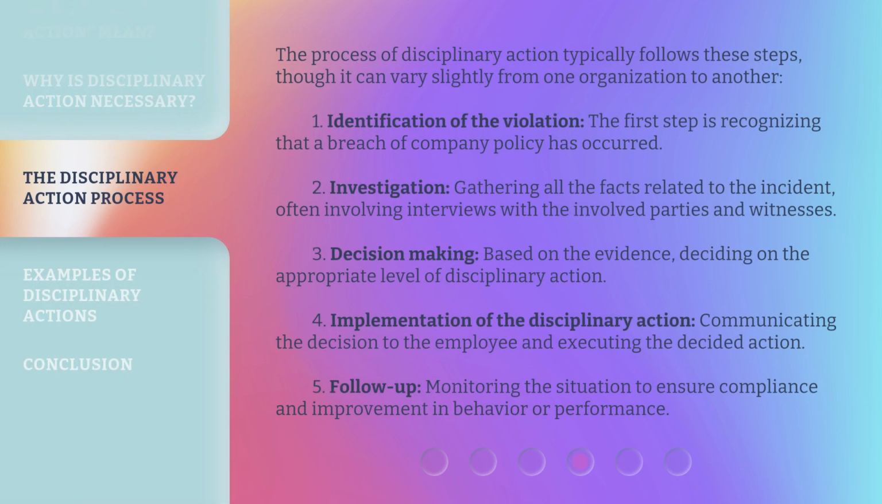The process of disciplinary action typically follows these steps, though it can vary slightly from one organization to another. 1. Identification of the violation. The first step is recognizing that a breach of company policy has occurred. 2. Investigation. Gathering all the facts related to the incident, often involving interviews with the involved parties and witnesses.